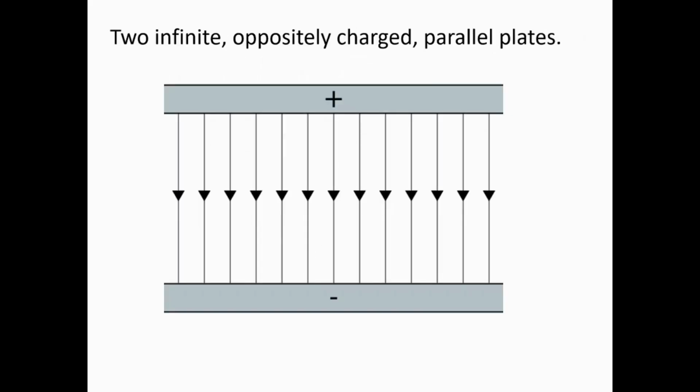Two infinite oppositely charged parallel plates, then the field lines will go between them, and they're going to be equally spaced. And again, you can see the arrows going from the positive to the negative, and wonderfully that means that if you stick a charged particle and fire it in sideways, it's going to be affected. So say, for example, you fired an electron in here, the electron's going to experience an attraction to the positive plate and a repulsion from the negative plate, and consequently its path will bend.